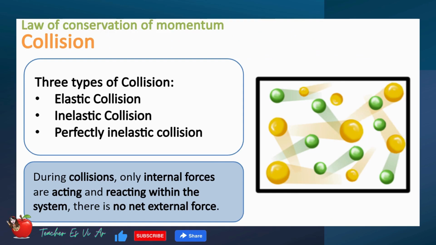The law of conservation of momentum holds for the three types of collision, namely, elastic, inelastic, and perfectly inelastic. This is because during collisions, only internal forces are acting and reacting within the system. There is no net external force. Let's have some examples from each type of collision.